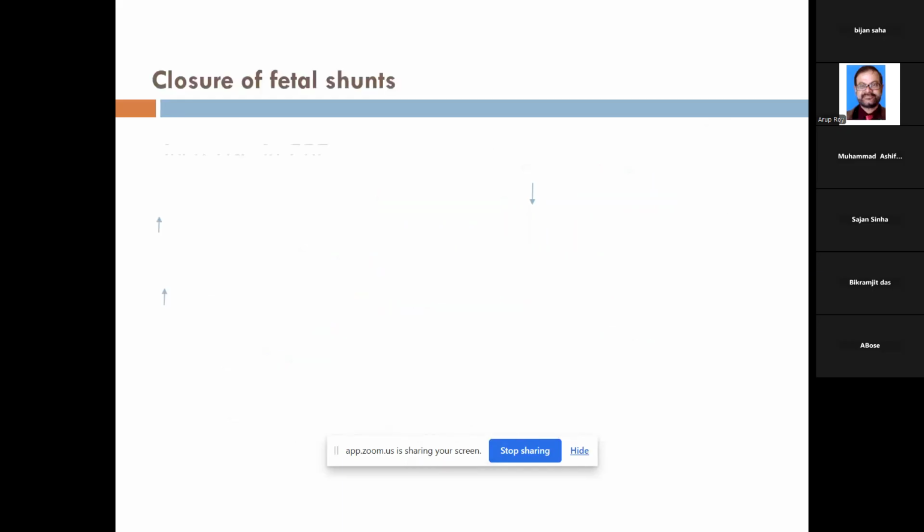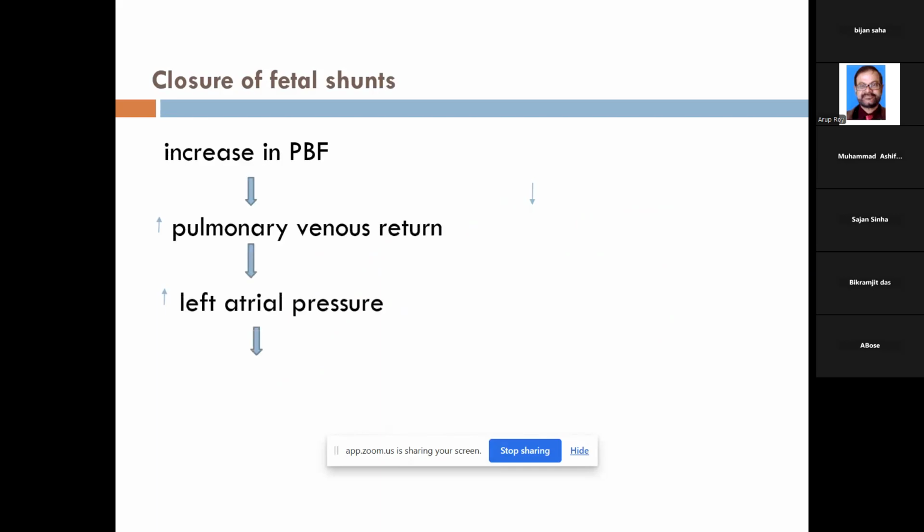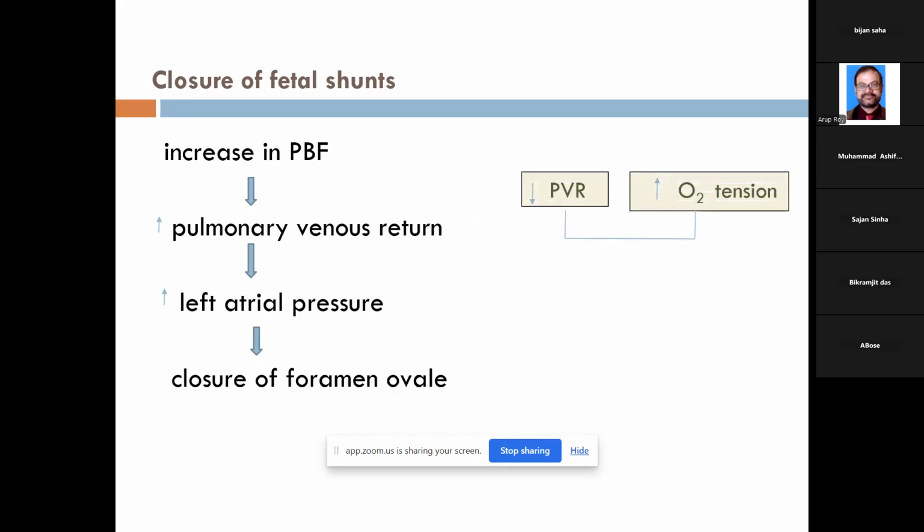Next slide. Now, what helps in this is the closure of the fetal shunts. You can see with the increased pulmonary blood flow, the pulmonary venous return will increase. This will increase your left atrial pressure, which will lead to closure of the foramen ovale. And at the same time, once the pulmonary vascular resistance falls, the oxygen tension increases, and this leads to functional closure of the ductus arteriosus.